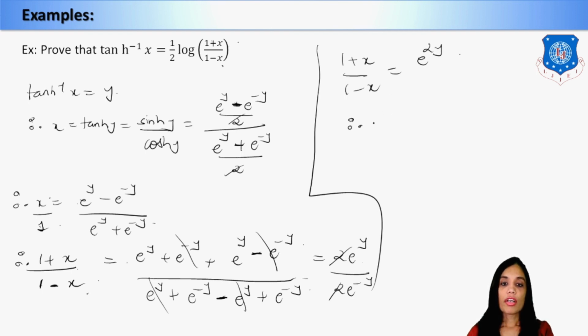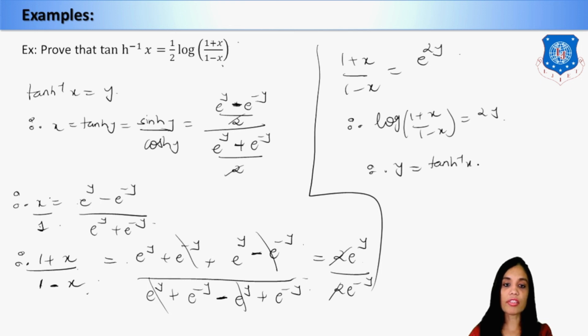Therefore, log of (1 plus x upon 1 minus x) is equal to 2y. So your y, that is tanh inverse x, is log of (1 plus x upon 1 minus x). Okay? And here 1 upon 2.